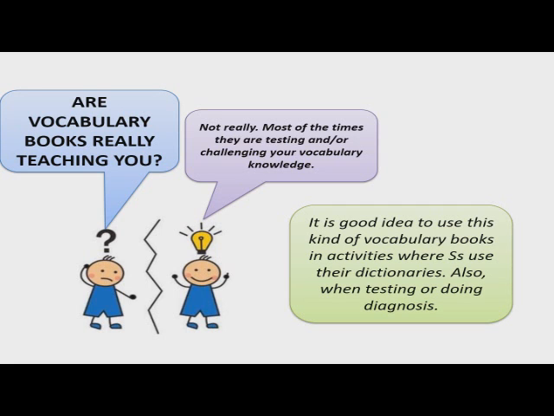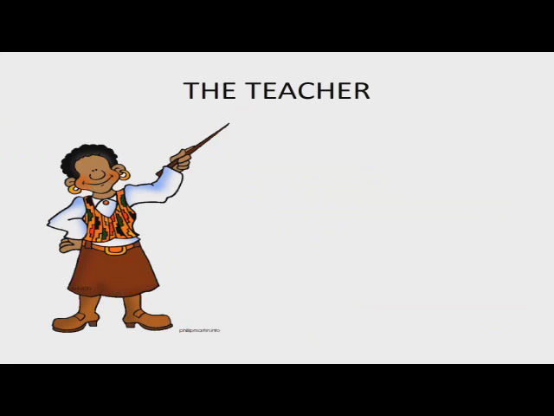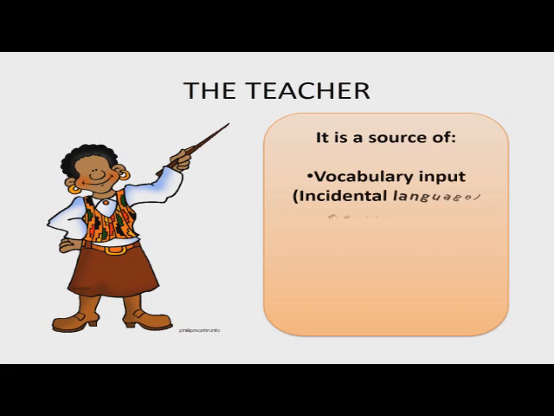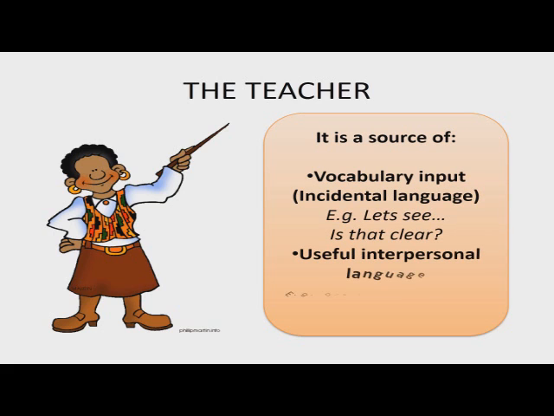There is another important source of vocabulary, and it is the teacher. Teachers are often assumed to be an undervalued source of vocabulary input. Learners often pick up incidental language from their teachers, especially words and phrases associated with classroom processes. For example, is that clear, silence please, be quiet. The teacher is also a source of a lot of useful interpersonal language. For example, did you have a nice weekend? Nice shoes. Are they new? Could you close the window?